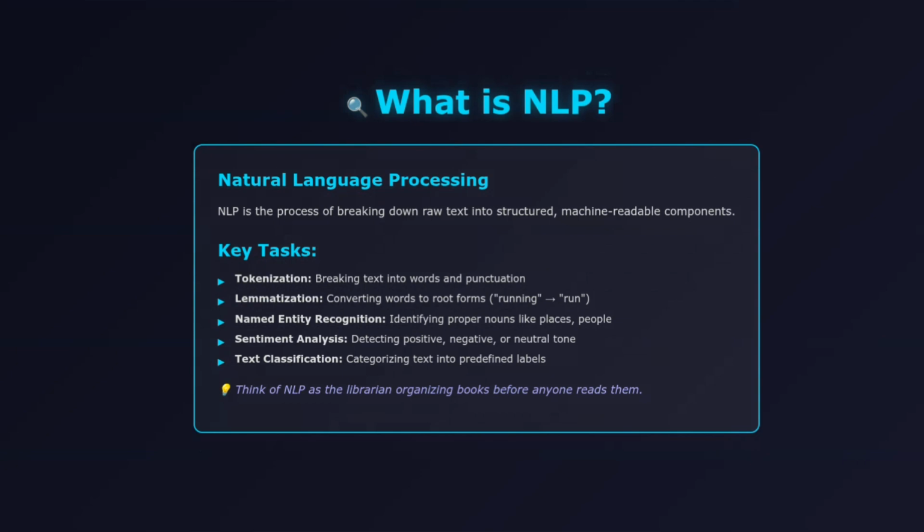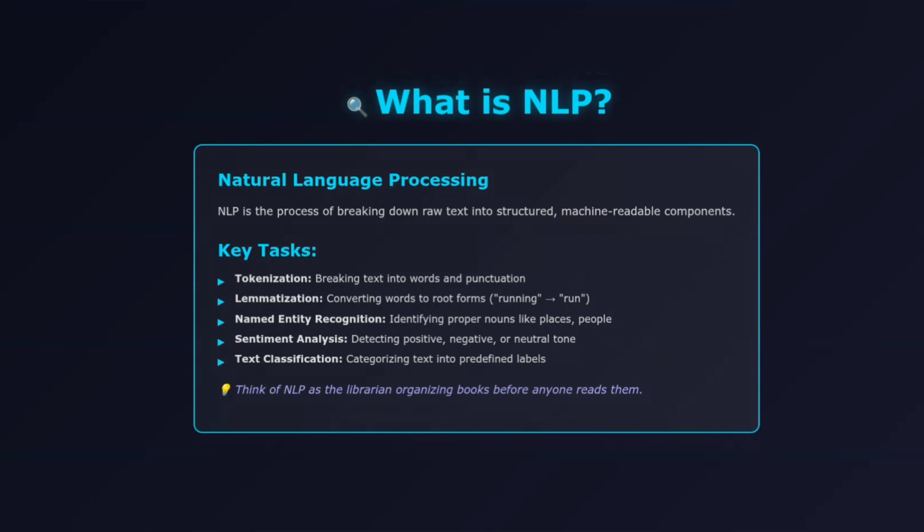NLP doesn't care about the meaning yet. Instead, it focuses on the mechanics. First, it breaks the sentence into tokens. That's fancy AI speak for words and punctuation. Second, it tags each word with its part of speech. Third, it performs what we call pre-processing, removing common words like "the" and "a" that don't add much value.